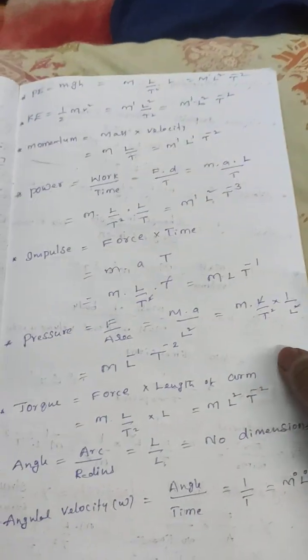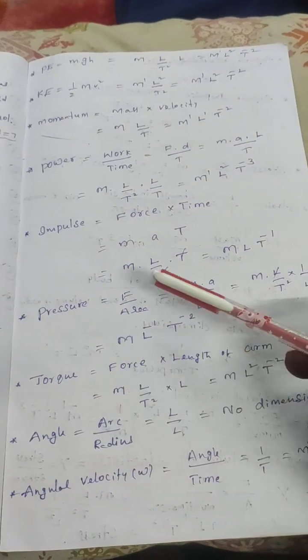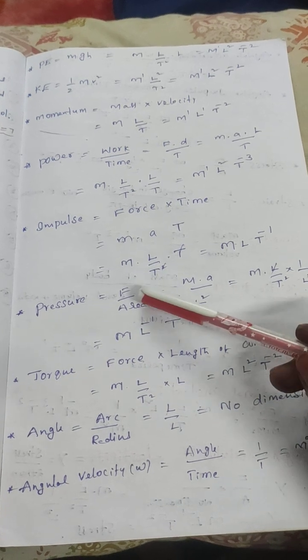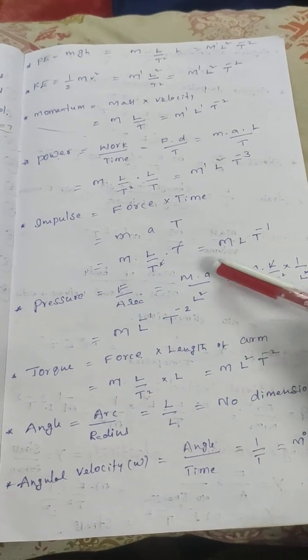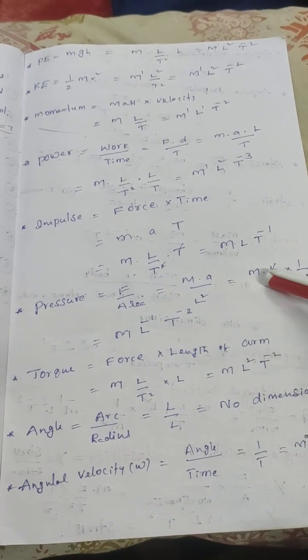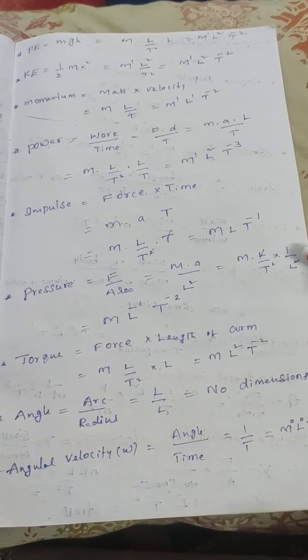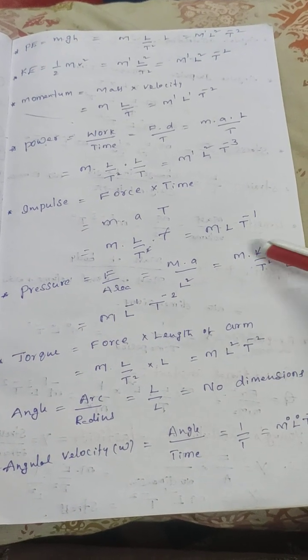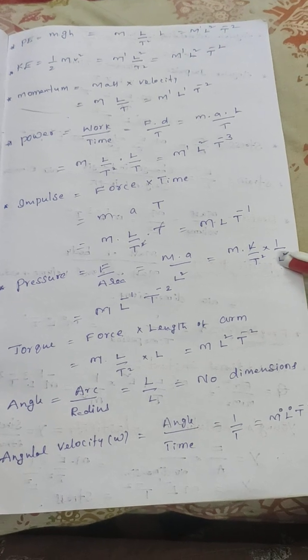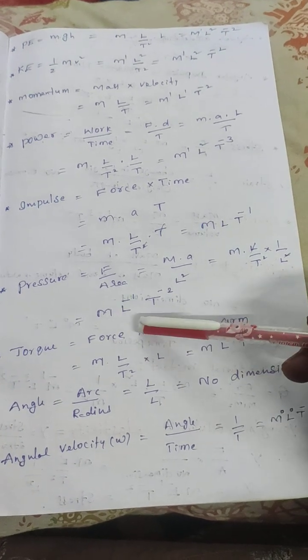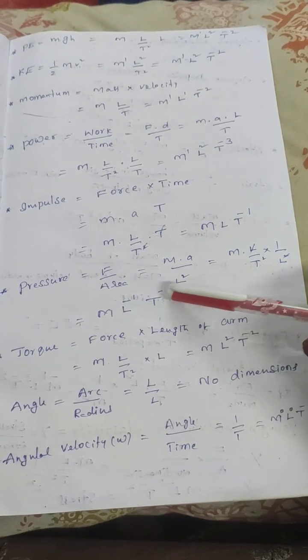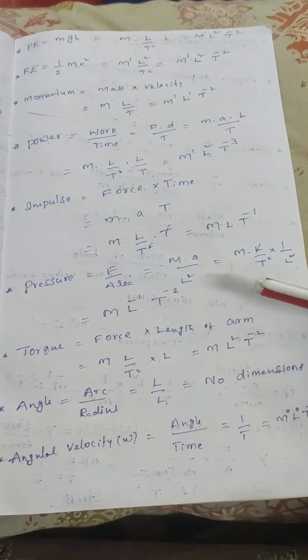Next, pressure. Pressure is force per unit area. F is m into a. M mass, acceleration L by t square, 1 by L square. L gets cancelled, only one L left. M power 1, L power minus 1, t power minus 2, pressure dimensional formula.